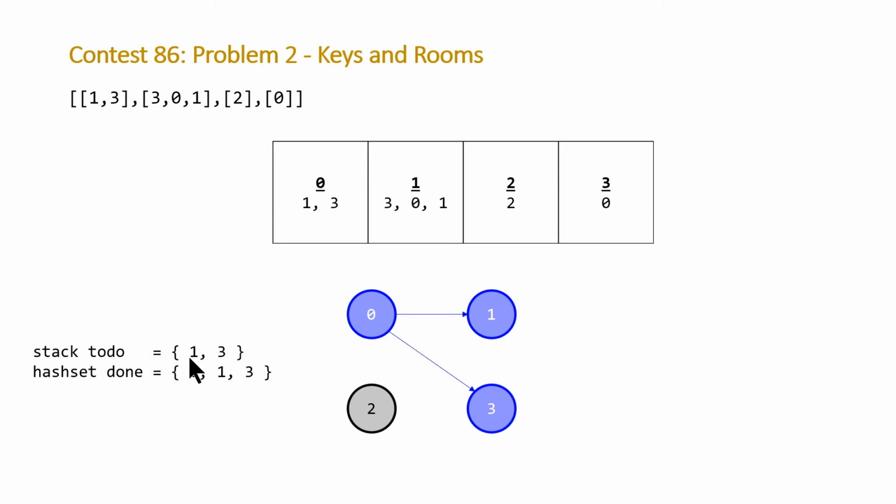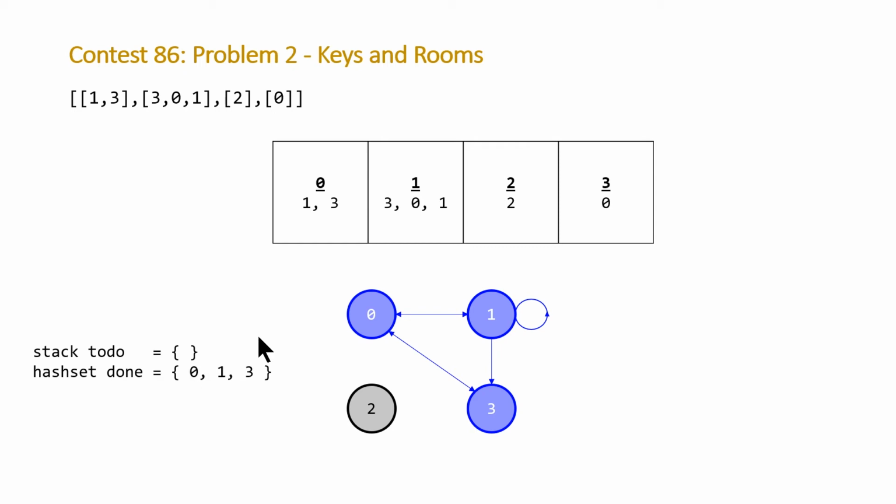So next we'll look at room 1. From room 1 we can get to room 3, 0, and 1. All of these have been done, so we can add some arrows, but we're not exploring any new rooms. Then we'll process room 3, which you can only get back to room 0, and so that's not going to add anything. So then we've emptied our to-do stack.